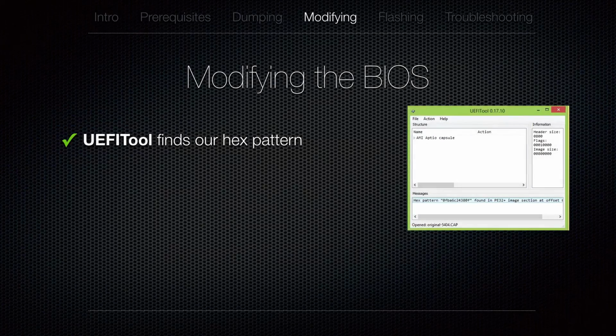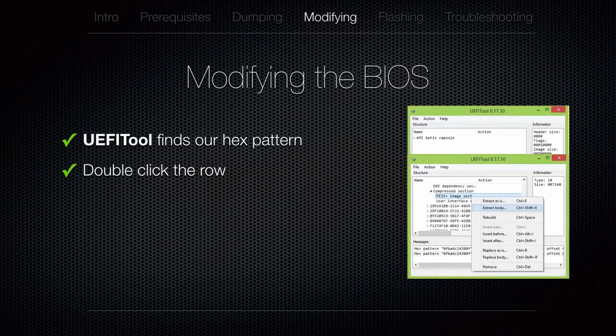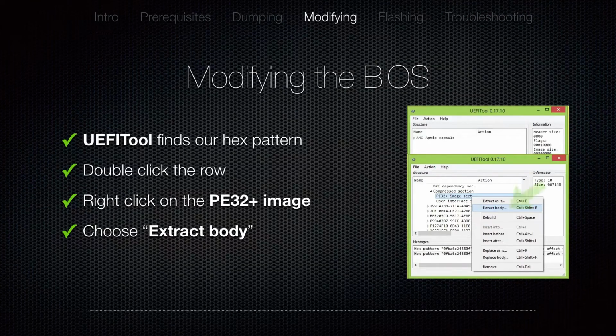UEFI Tool finds our hex pattern and displays it in the messages frame. Double-click the row. The program will take you to the place where you will find a PE32+ image. Right-click on it and choose Extract Body. Save the file on your desktop. Keep UEFI Tool open, because we will use it in 2 minutes again.